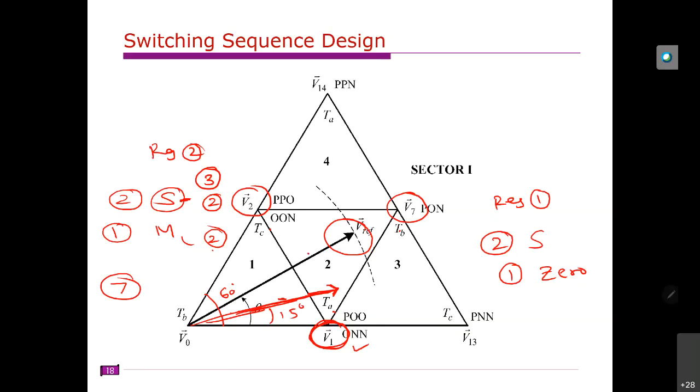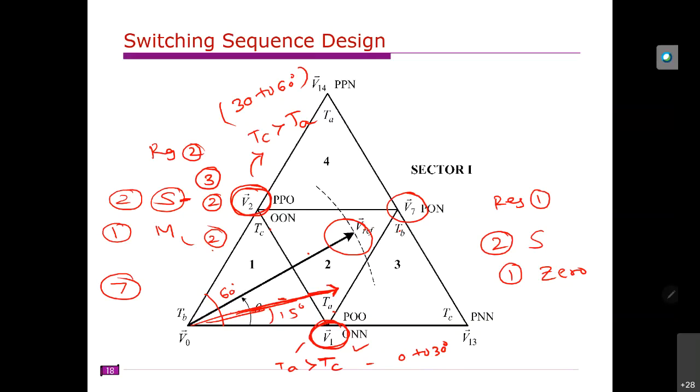Similarly, when it is from 30 to 60 degrees, it predominantly depends on V2. So in this case TA is greater than TC, whereas here TC is greater than TA. This is for 0 to 30 degrees, and this is for 30 to 60 degrees. For exactly 30 degrees, the TA and TC values are the same.